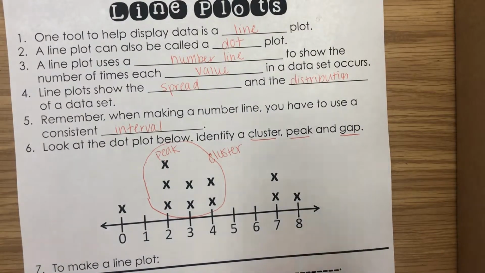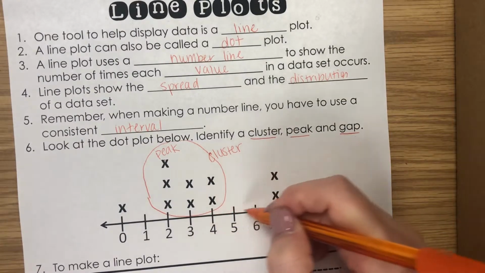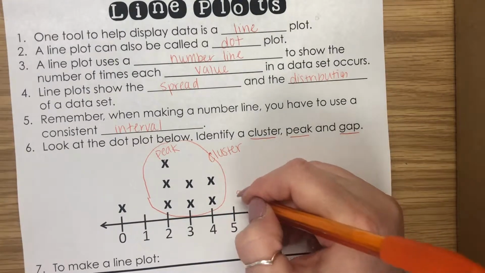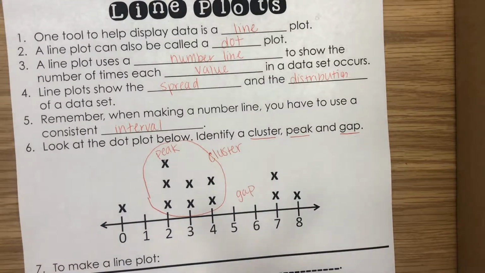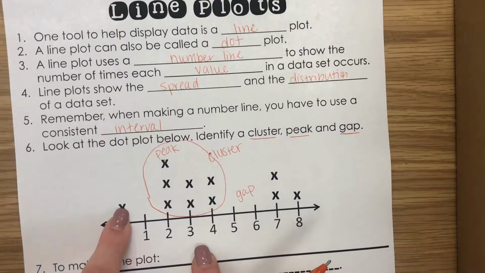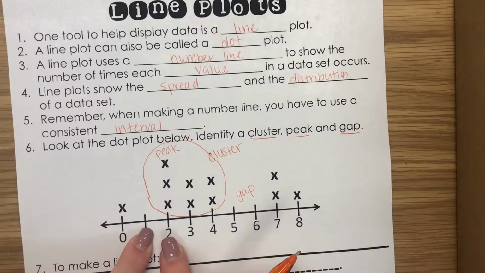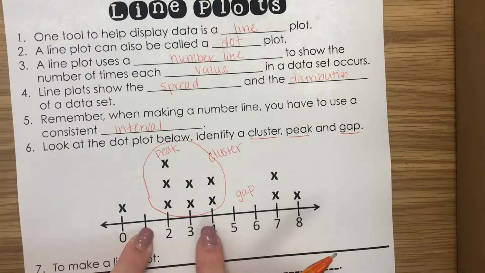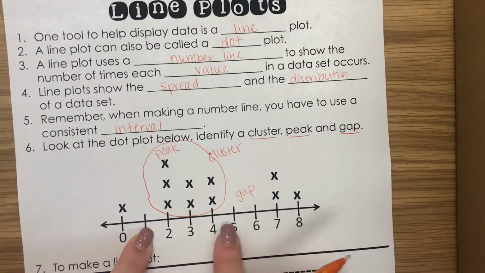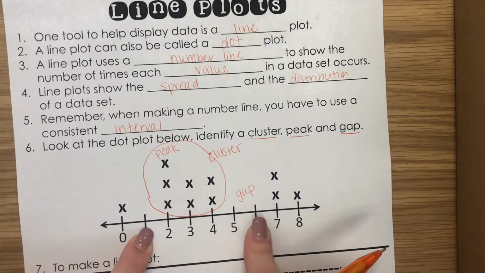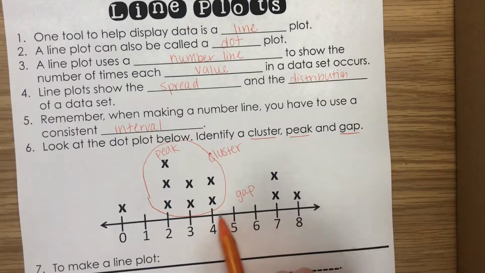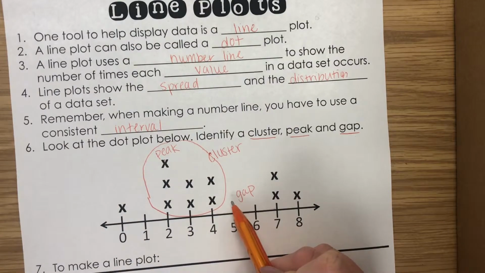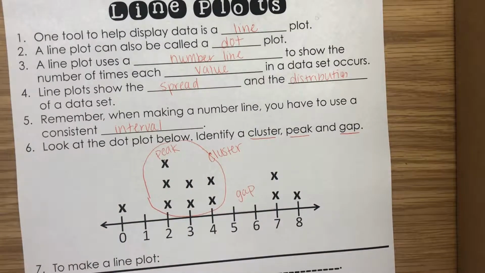Okay? And then this section right here, from 4 to 7, this would be our gap. And this is our gap because we have someone that chose 0, nobody chose 1, but then we had people choose 2, 3, and 4, but then there were 2 numbers that no one chose. Okay, and then we pick back up with 7 and 8. So this would be considered our gap area. Okay, our cluster is where everything groups together, and the peak is the highest part.